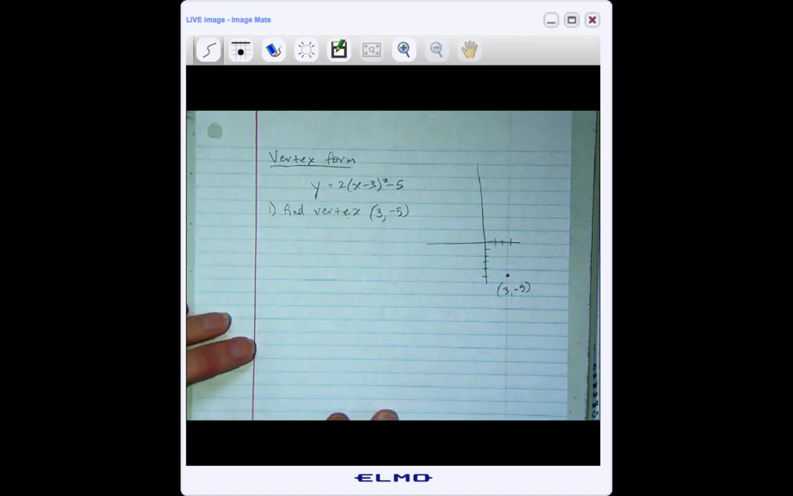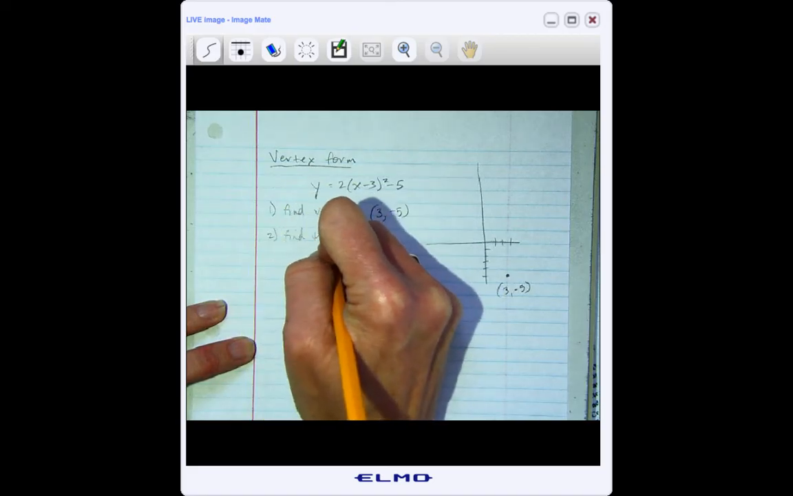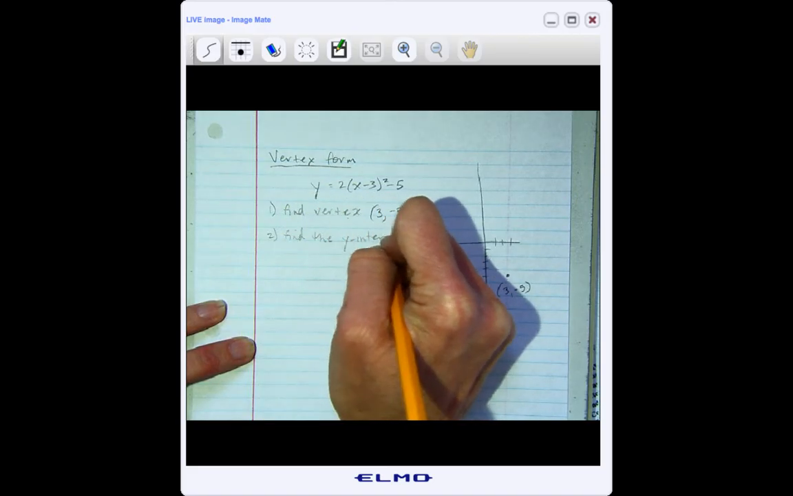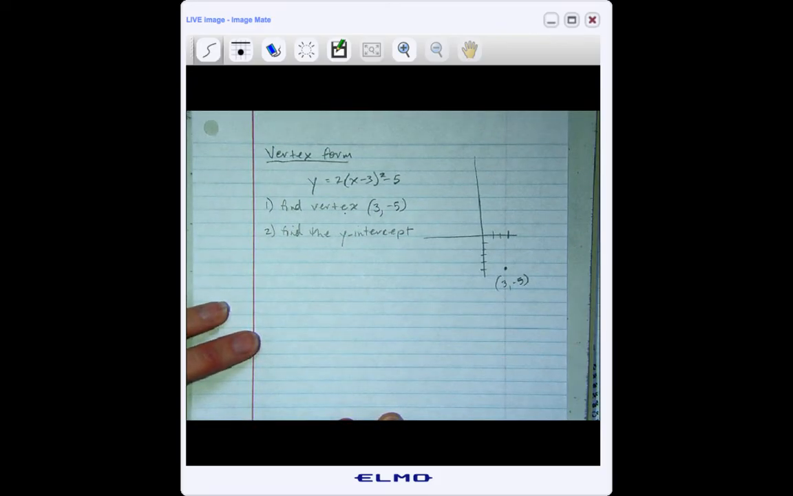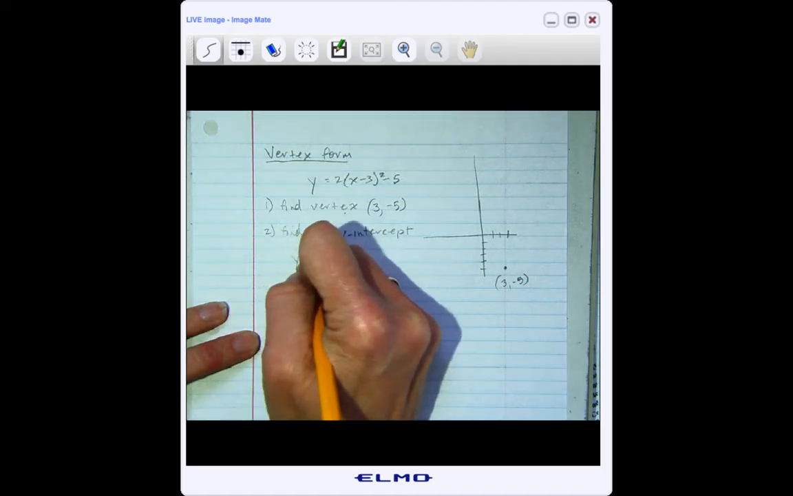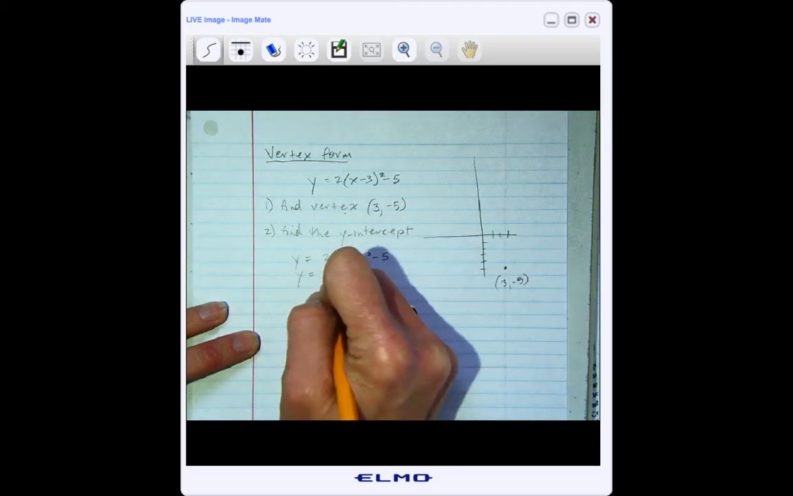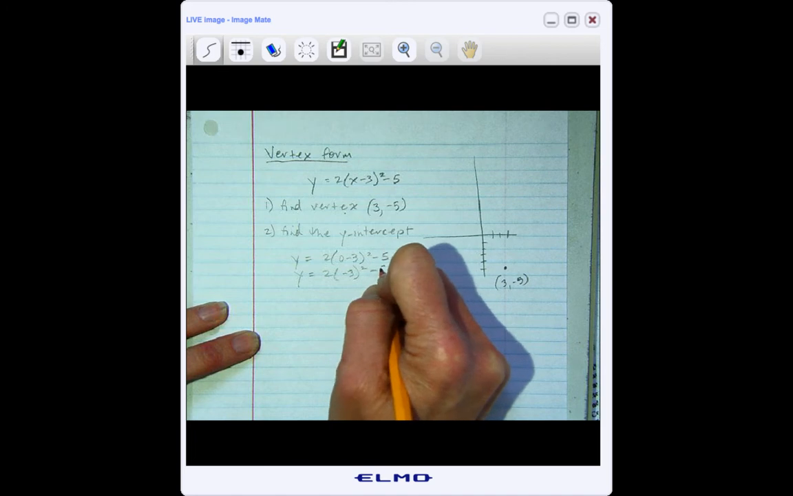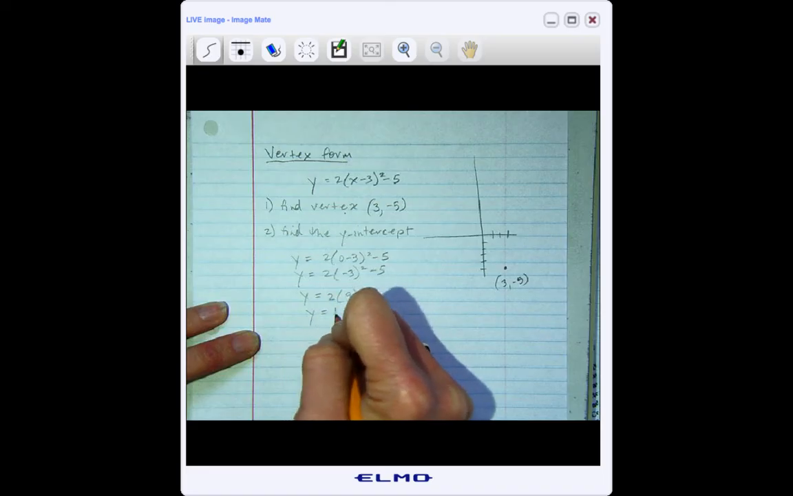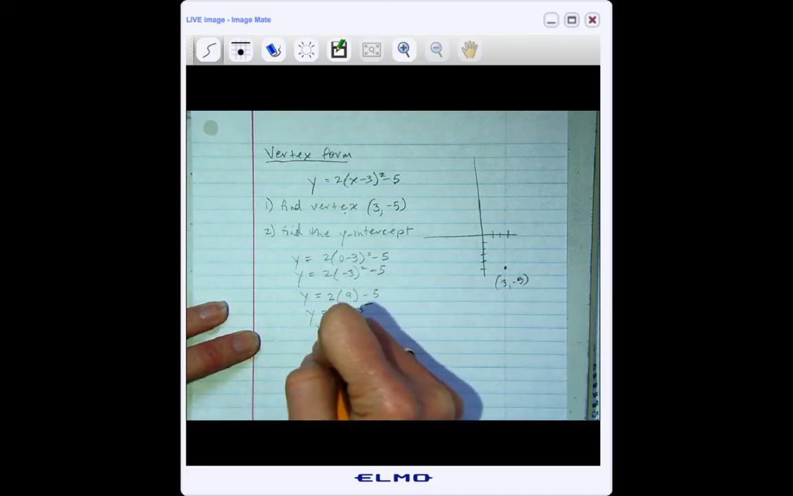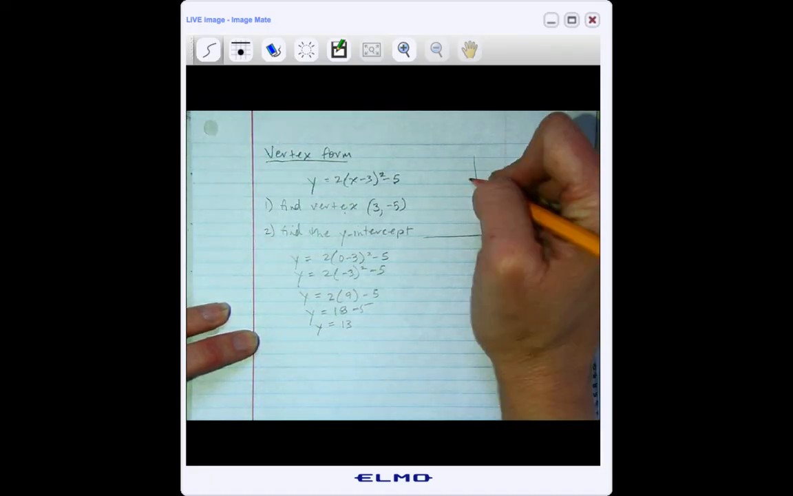Okay, so then I'm going to find the y-intercept. Okay, the y-intercept happens when x is 0. So I'm going to do y is equal to 2 times 0 minus 3 squared minus 5. Y is equal to 2 times negative 3 squared minus 5. Y is equal to 2 times 9 minus 5. Y is equal to 18 minus 5. I'm going to get 13. Okay, so then I'm going to plot the point 0, 13. I'm just going to kind of go up here.